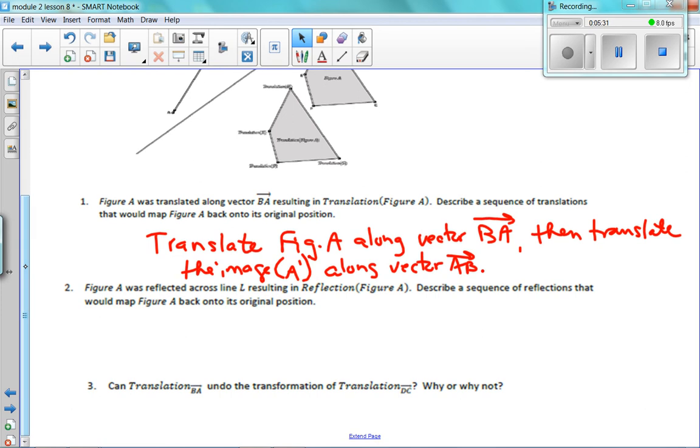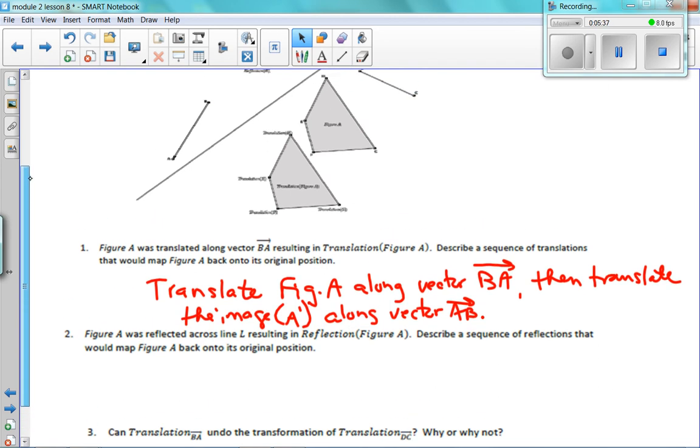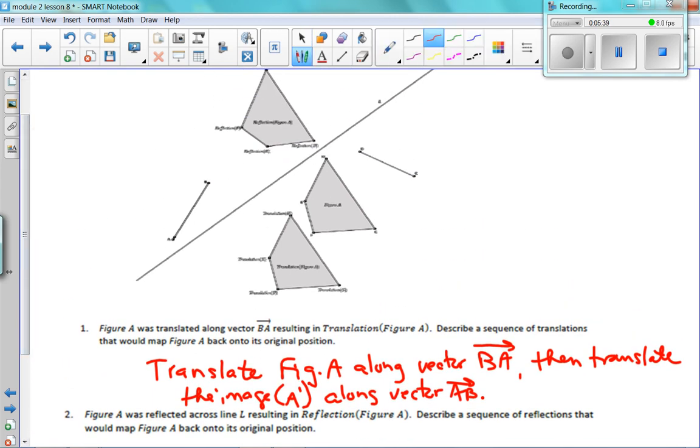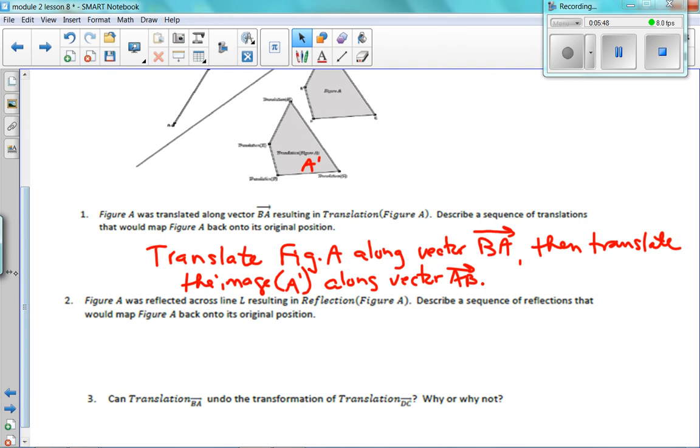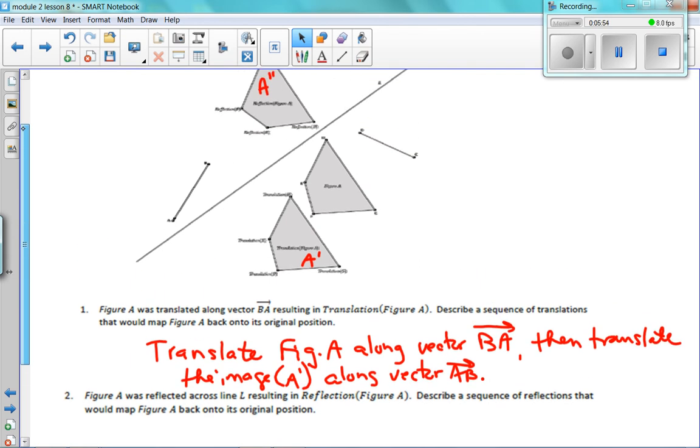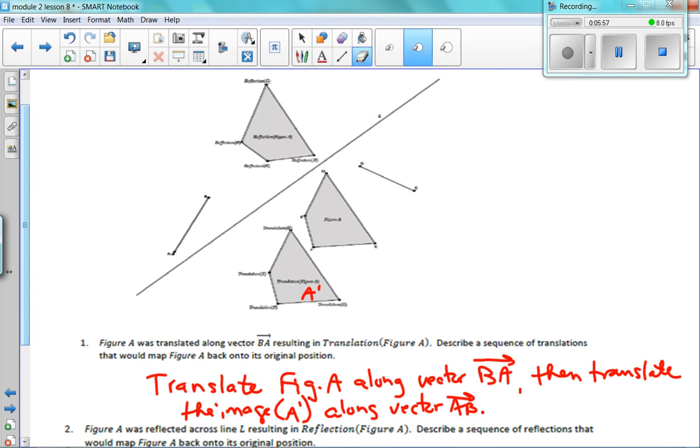Second question, figure A was reflected across line L, resulting in the reflection of figure A. Okay, we could call that A double prime since we already called the translation A prime. Describe a sequence of reflections that would map figure A back to its original position. Well, you start with figure A, and you reflect it across line L, so you would flip your transparency, I can't really do that here, and you would flip it over, and you would get the reflection of figure A, and then you would have to flip it back again.